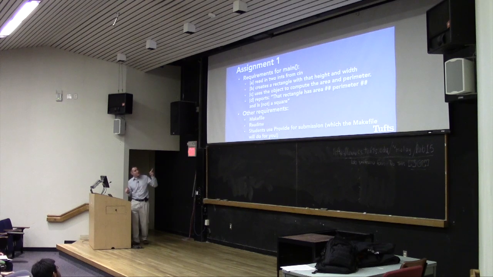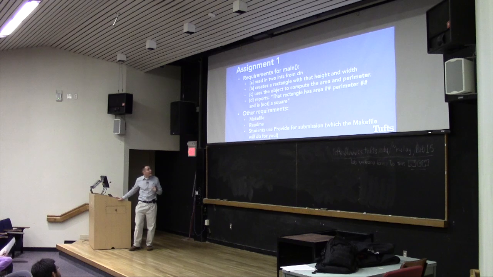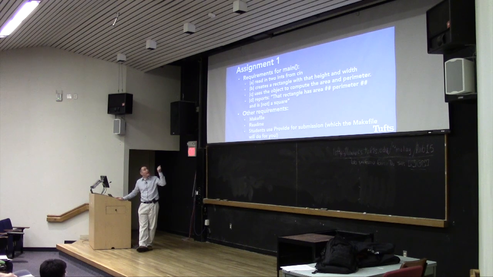A couple things about the assignment. You are going to create this little main function in one of your files, and it's going to read in a couple of integers from the command line, or somebody types them in. You're then going to create this rectangle and then compute the area and perimeter and then say whether or not it's a square. Pretty simple stuff.